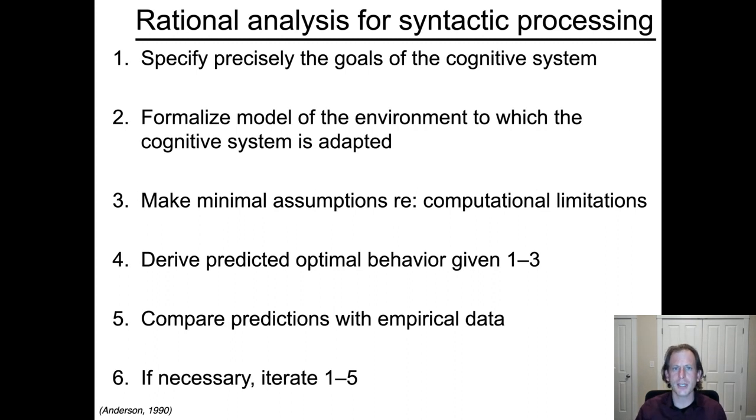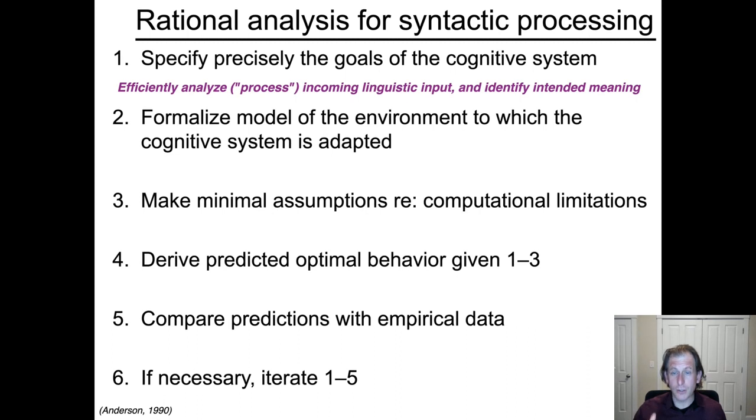Rational analysis says, here's what you do to build and iteratively improve theories of the mind. You specify precisely the goal of the cognitive system, formalize the model of the environment that you think the cognitive system is adapted to, make minimal assumptions regarding computational limitations, and derive predicted optimal behavior, compare predictions to those empirical data, and iterate as necessary. So let's do this.